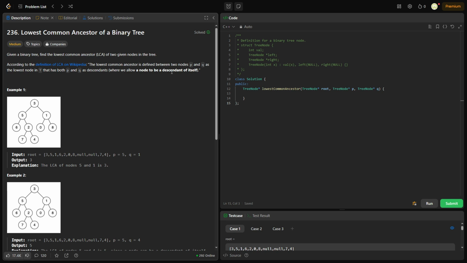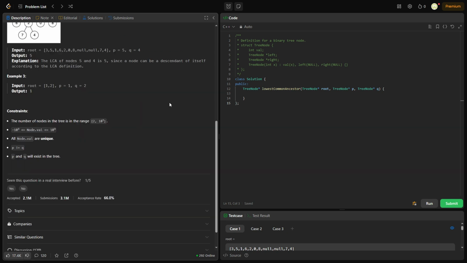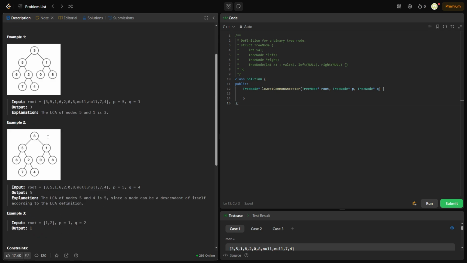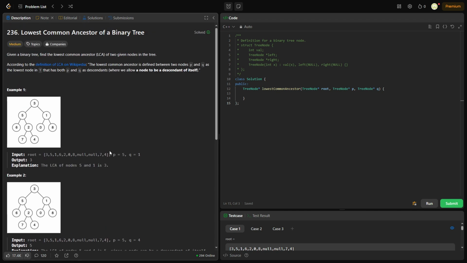Okay. Now, I want to make something clear, which is the constraints. Pay attention that P and Q will always exist in the tree, so they're guaranteed to be in our tree. And all node values are unique, okay? So, how are we going to handle this, given that this tree is unordered? We have to find the LCA.